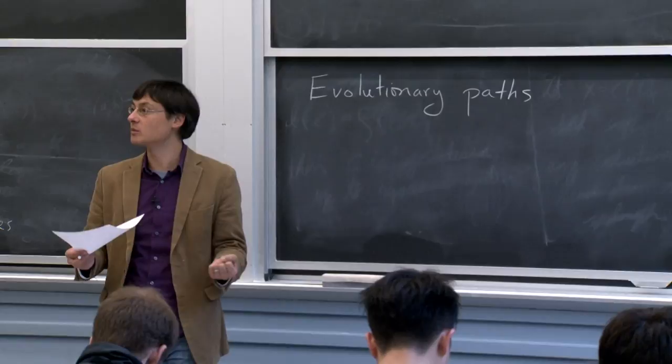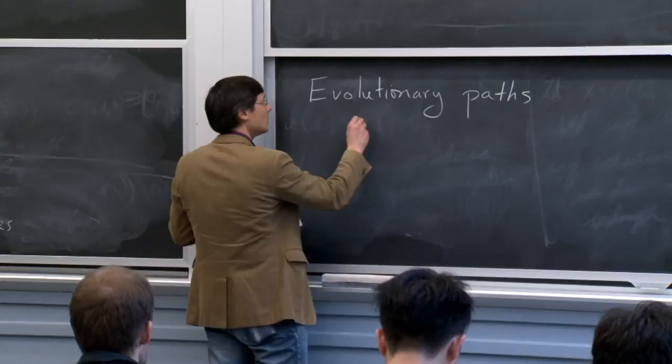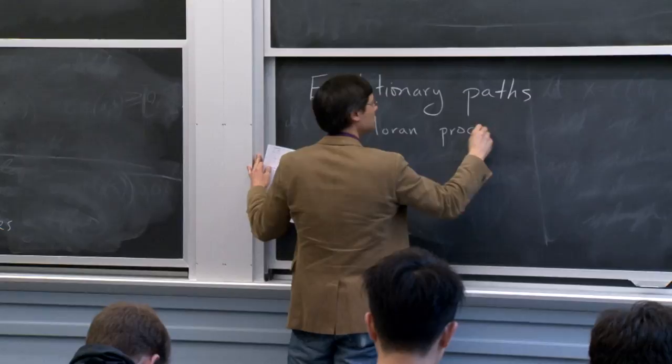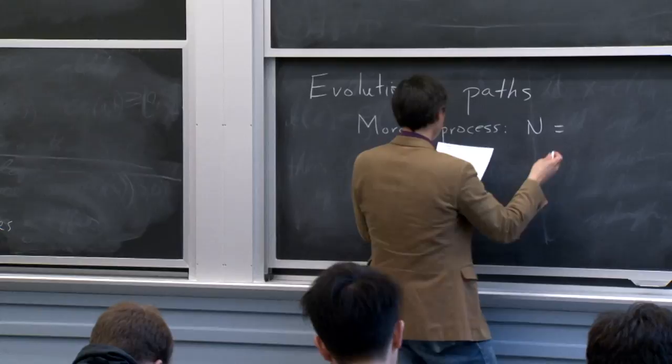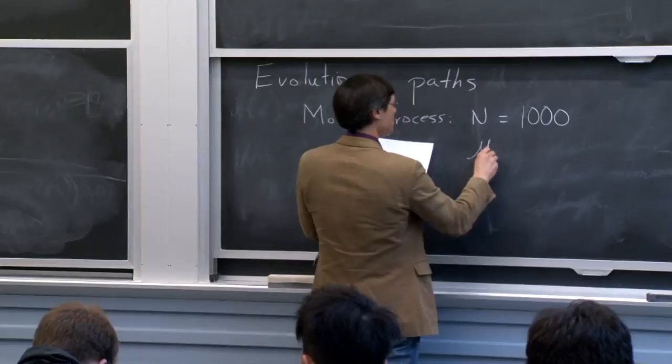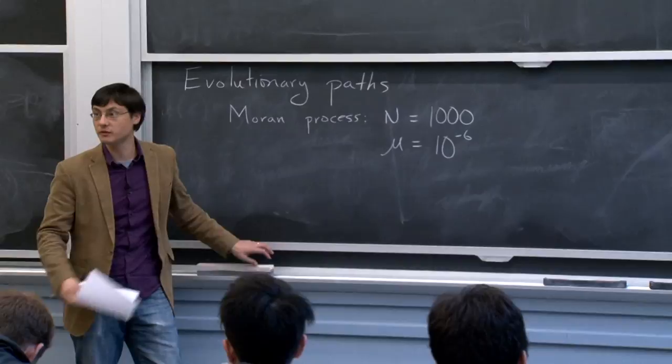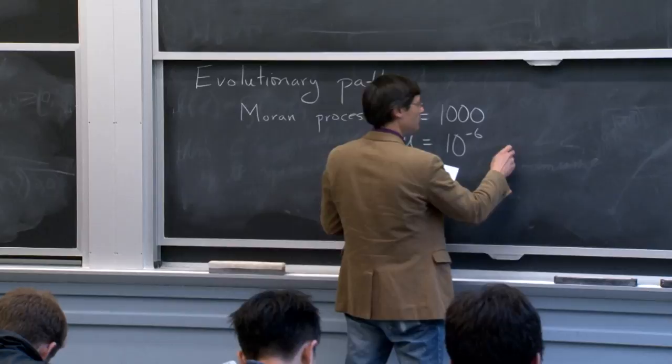All right, so what we want to do is assume that we are in a population that is experiencing a Moran process, or Moran model, with a constant population size N equal to, in this case, 1,000. And let's say that the mutation rate is 10 to the minus 6. So each time an individual divides, it has a 1 in a million probability of mutating. And that's a per base pair mutation rate. I'll show you what I mean by that.